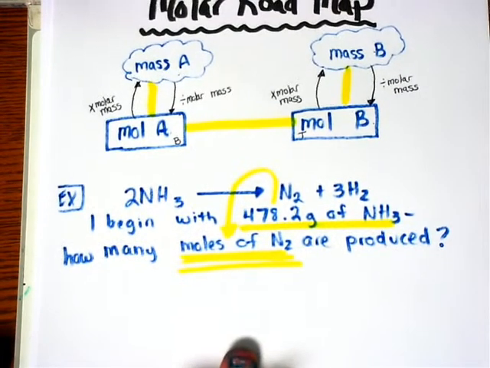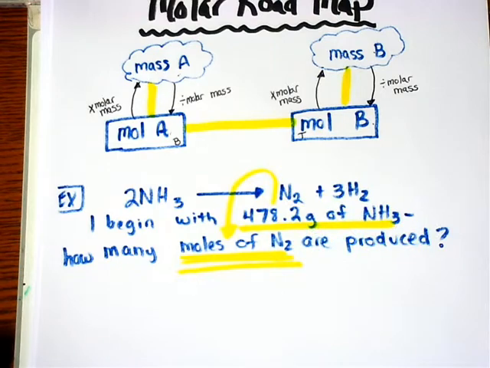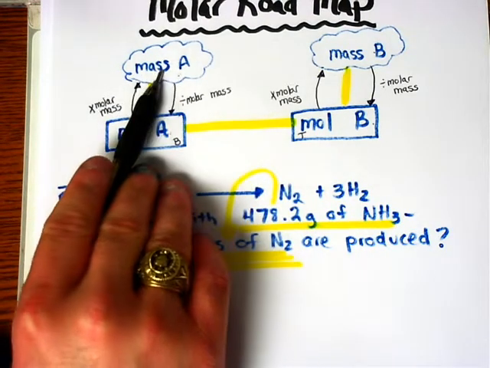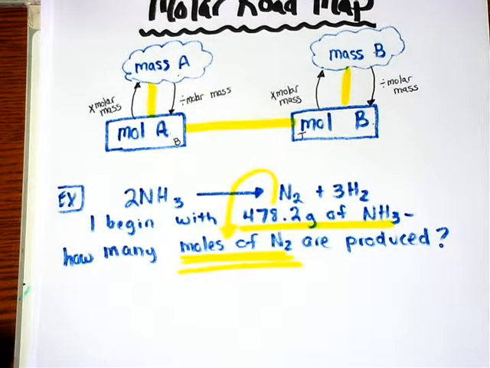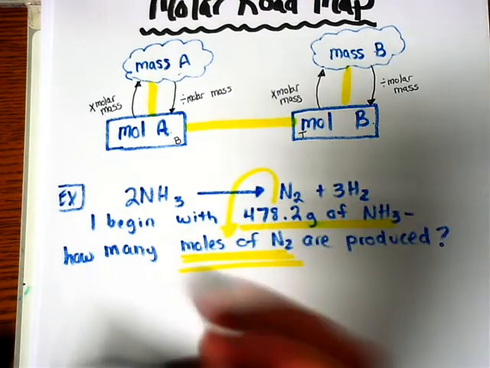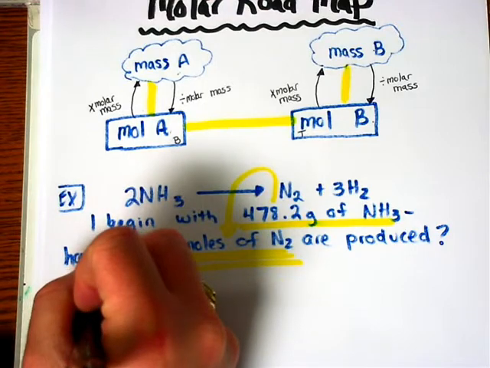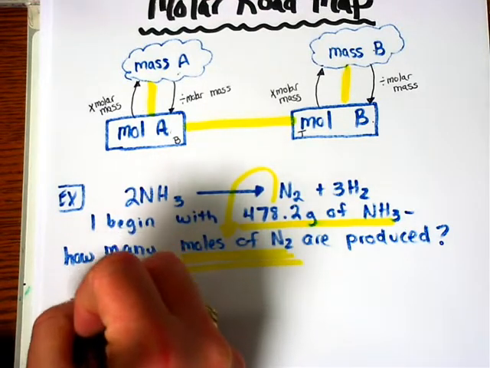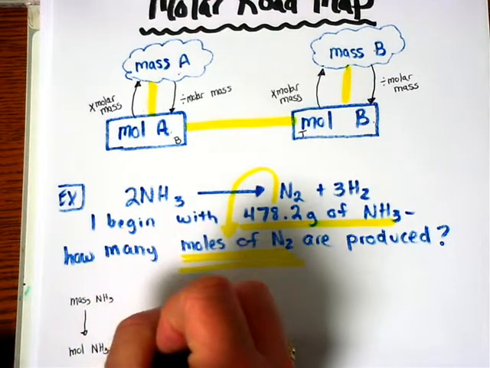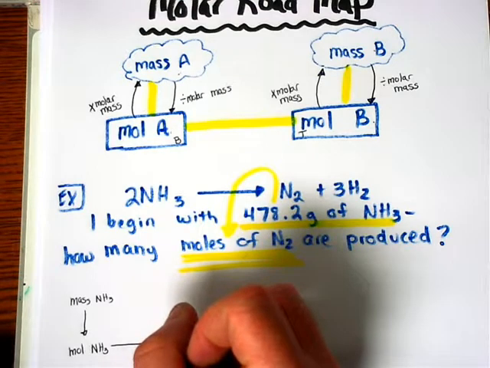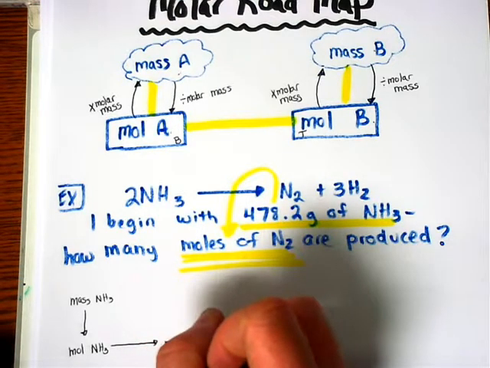Now, looking at this map from above, we're starting with the mass of NH3, correct? Which is this point right here. So now I would just write NH3 instead of A. And where am I stopping at? N2, which is on this side, correct? And am I stopping at mass or moles? Moles. How do you know it's moles? It says how many moles. So you know to stop there. So here's what we're going to write out. Mass NH3 down to mole NH3. Then over to moles of what? N2. Nitrogen.